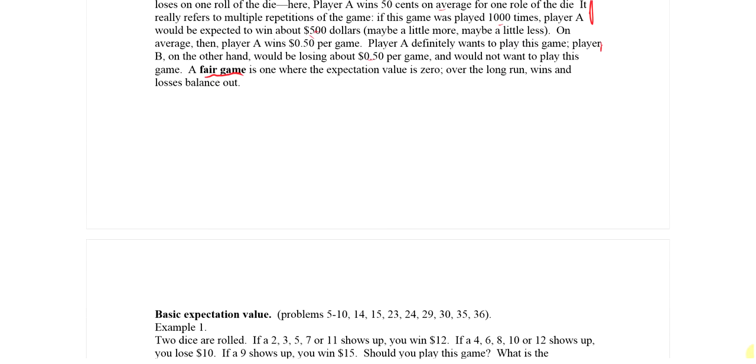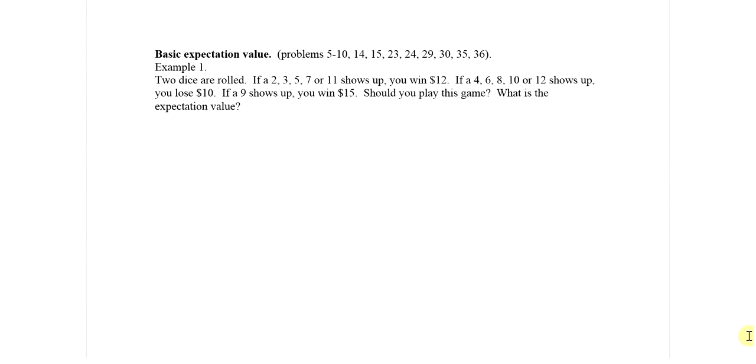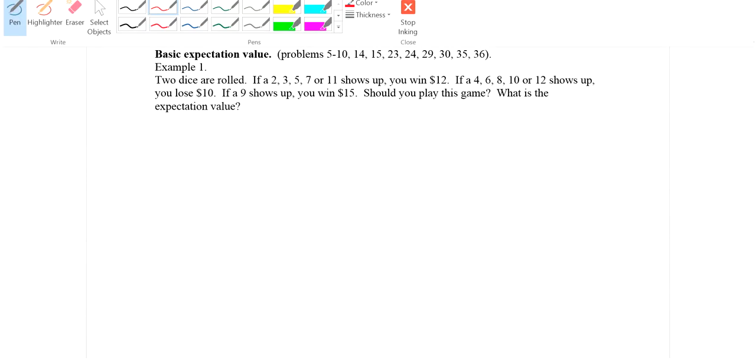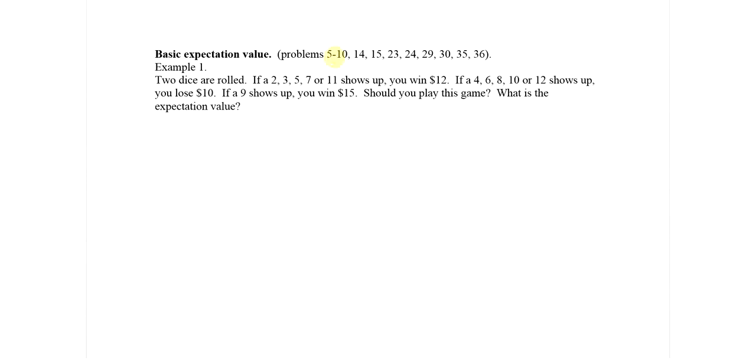Okay, so basic expectation value problems. A lot of problems are essentially like this. So for example, 2 dice are rolled. If a 2, 3, 5, 7, or 11 shows up, total on the top of the dice, you win $12. If a 4, 6, 8, 10, or 12 shows up, you lose $10. And if a 9 shows up, you win $15. Should you play this game? If you're going to play this gambling game, should you do it? And what's the expectation value?